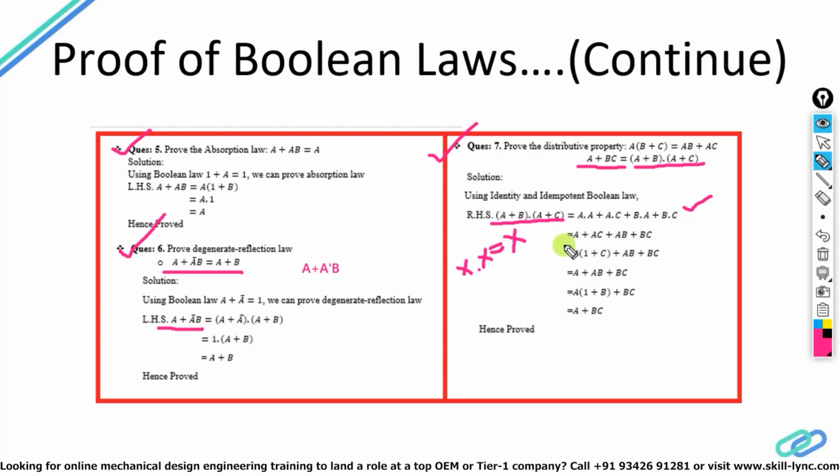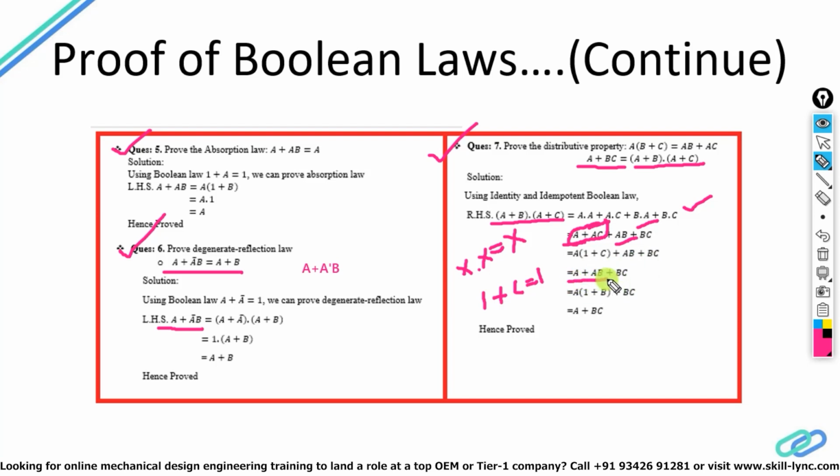So A into A is A. I have written here A, then AC, AB and BC. After that, we are just taking out the common terms here. So A into 1 plus C plus AB plus BC. We know that 1 plus something equals 1 only. So 1 plus C equals 1. So A into 1 plus C is A into 1, so A plus AB plus BC.